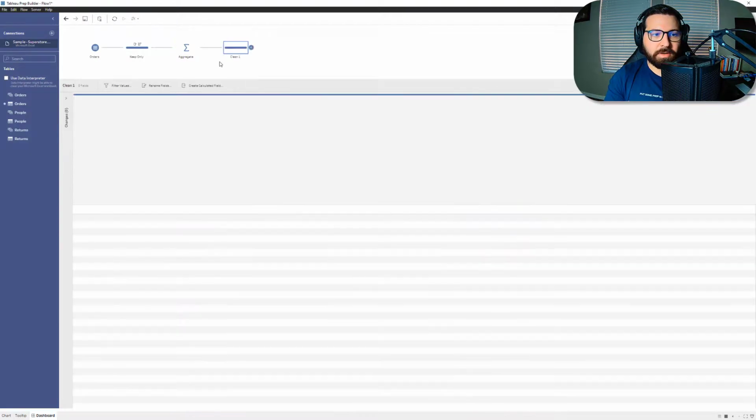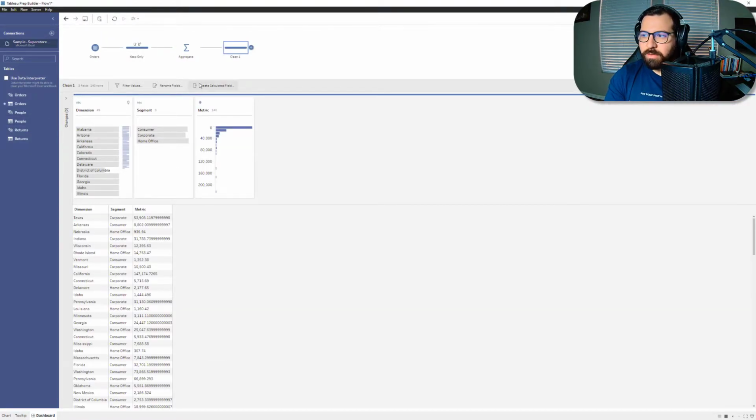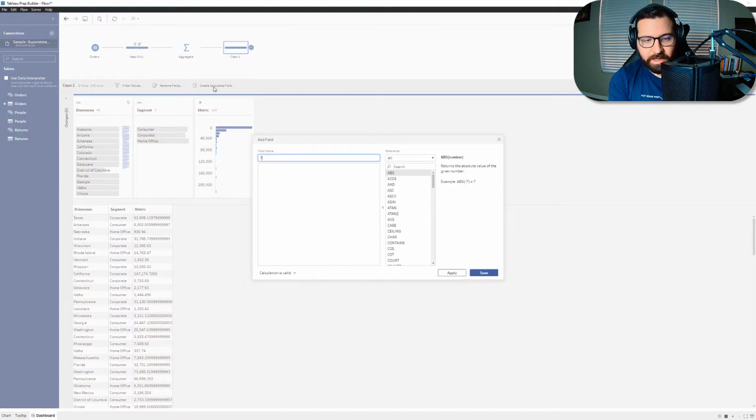And so now I'm going to calculate my percent of total. So the first thing I'm going to do is create a field that is the total. Let's call this total dimension metric. We're going to use an LOD. And so fixed at each dimension, what is the sum of the metric? Because again, we want the percent of total for each state here, but each dimension.